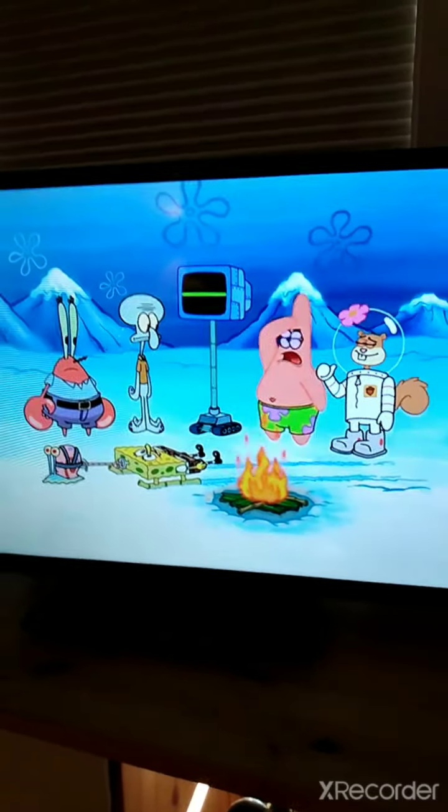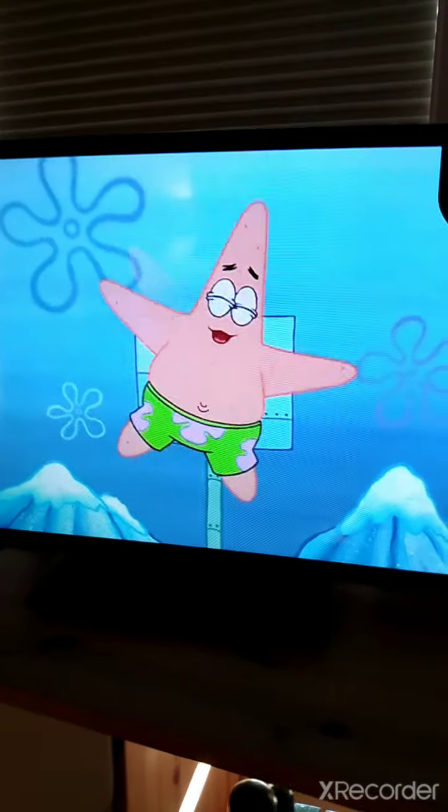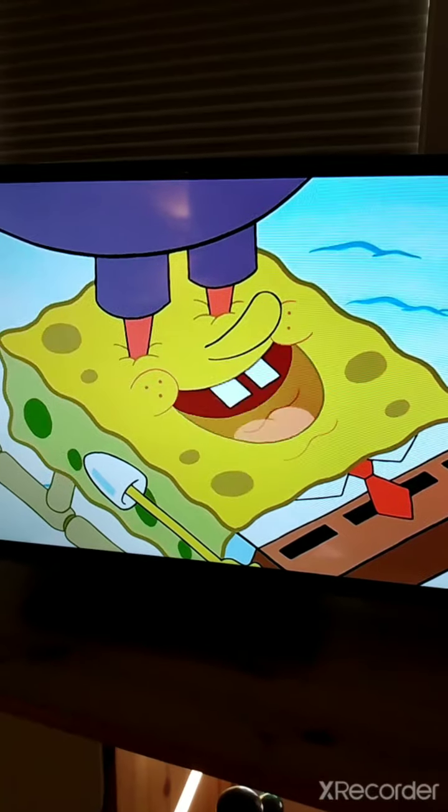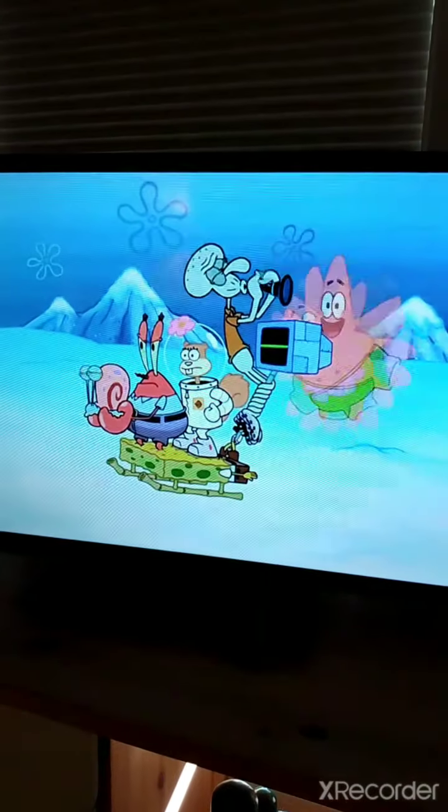Scientist to the group. Oh, jeez. Why do I have to do everything? She's all fired up. Gary, Mr. Krabs, any hazards on the horizon? Looking clear so far. Squidward, keep those circuits warm. Patrick, hang on!